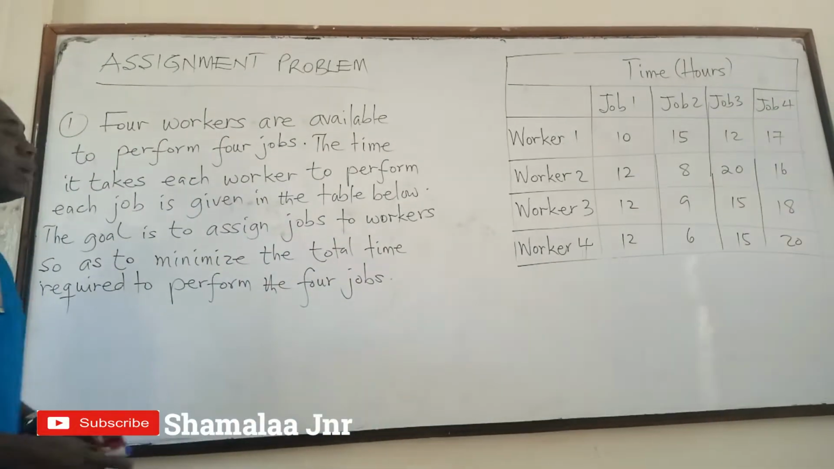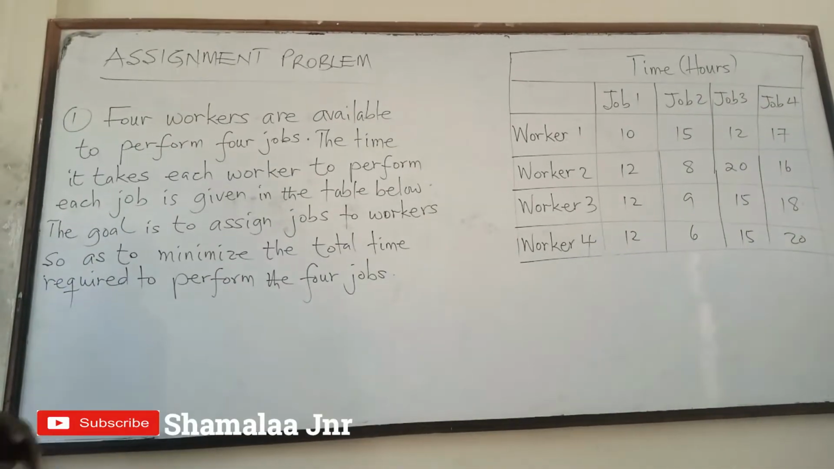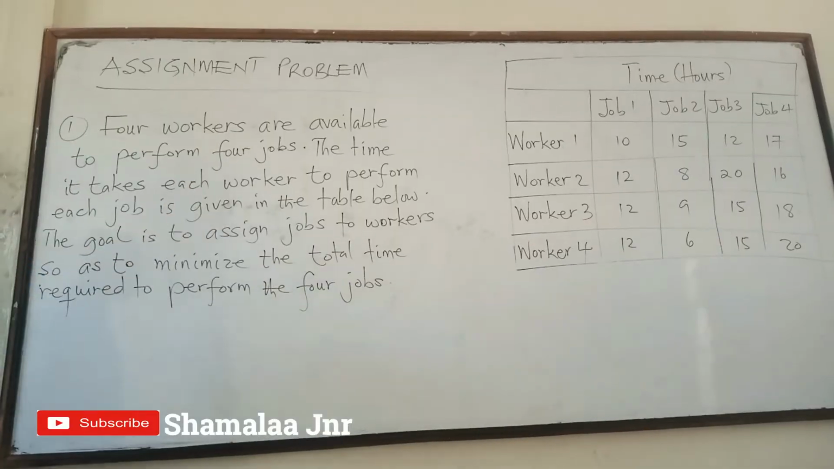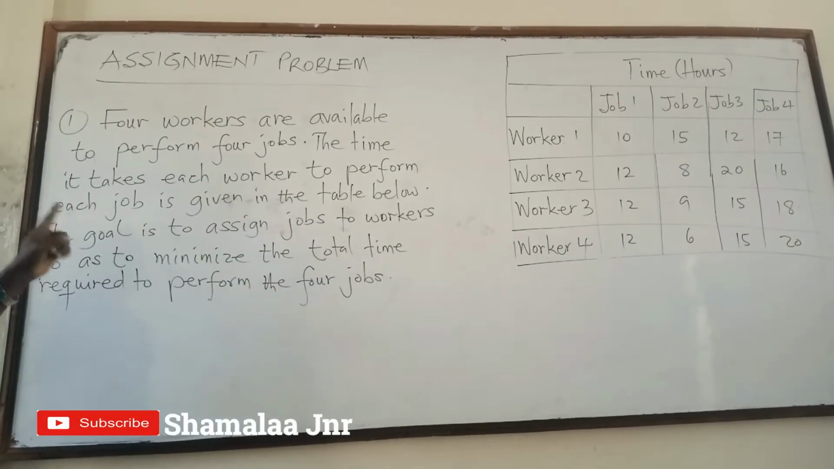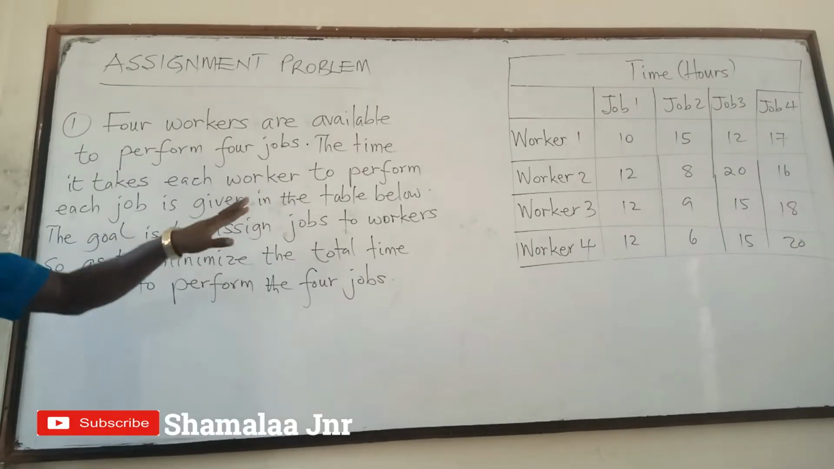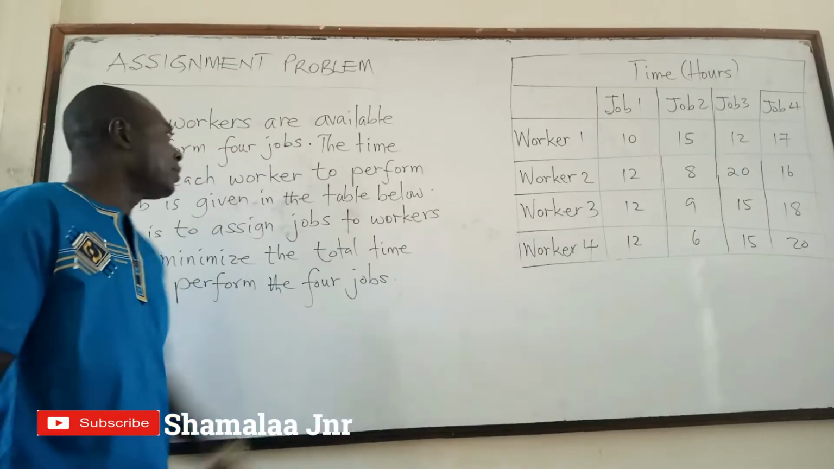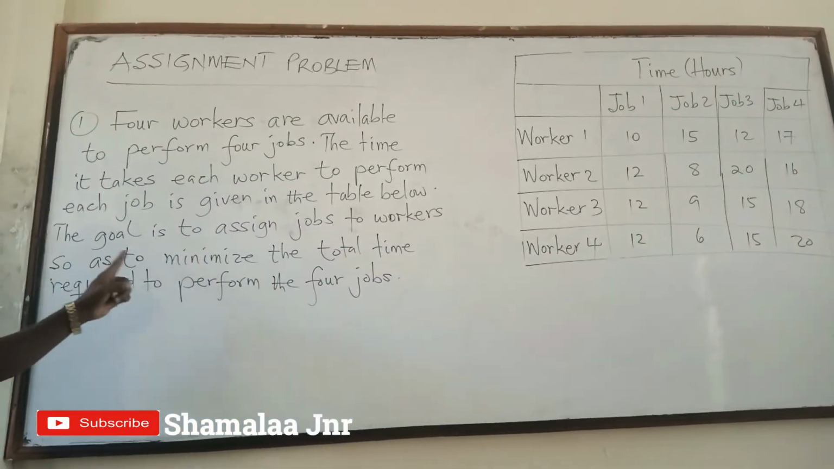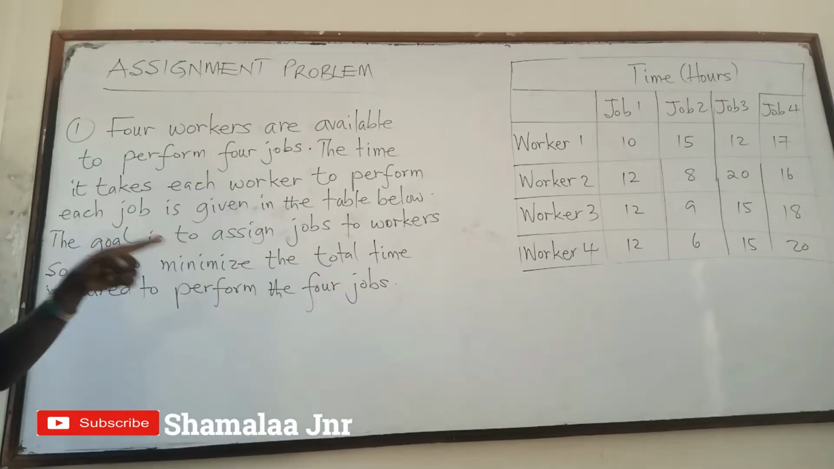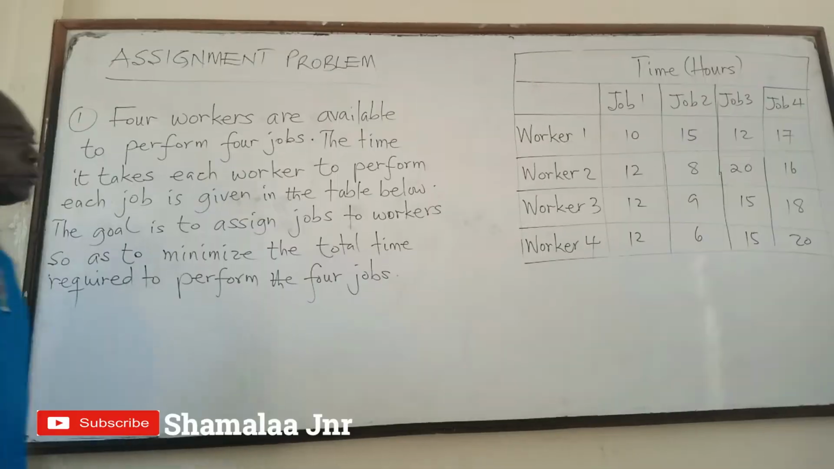Now, to understand this better, let's look at a question. Four workers are available to perform four jobs. The time it takes each worker to perform each job is given in the table below. The goal is to assign jobs to workers so as to minimize the total time required to perform the four jobs. So let's look at the table.